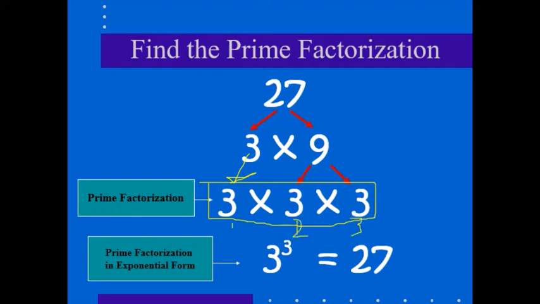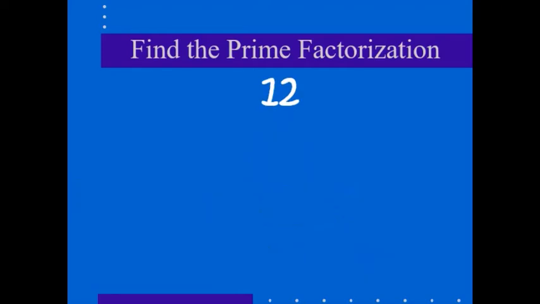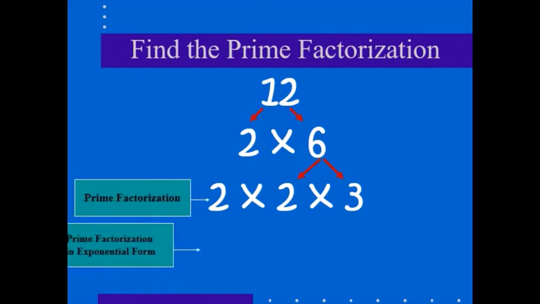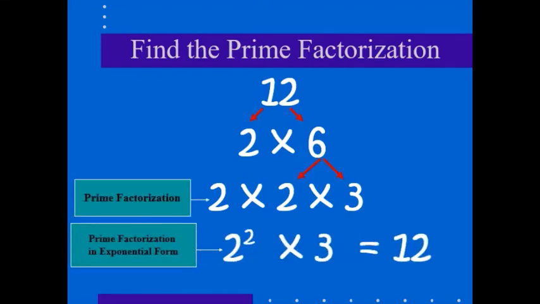Okay. Number 12, we've done 12 a couple of times now. That would be 2 times 6, and then 2 times 3, so 2 times 2 times 3, or 2 squared times 3, which equals 12. Now, I know this looks a little bit different from how we were doing it before, but we're just bringing our previous prime factors down with us so that it's easier to see in the prime factorization form.